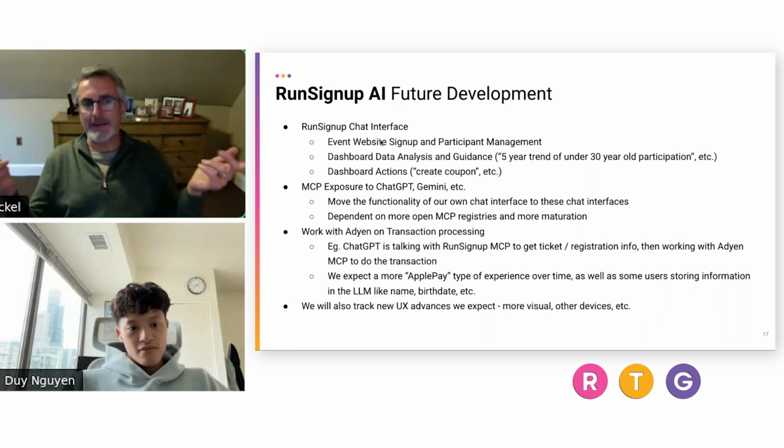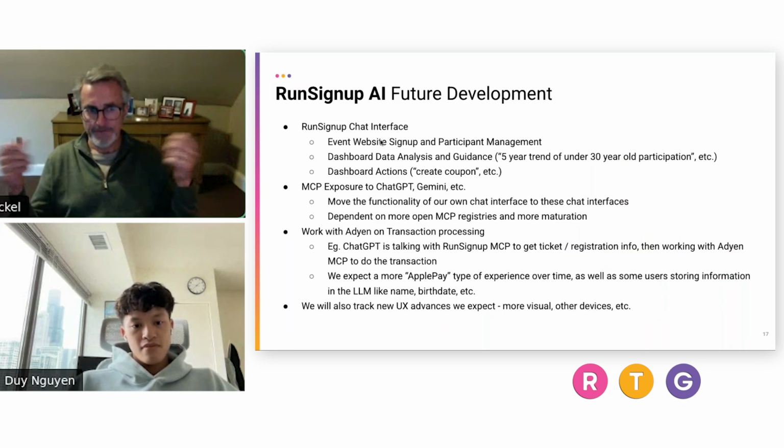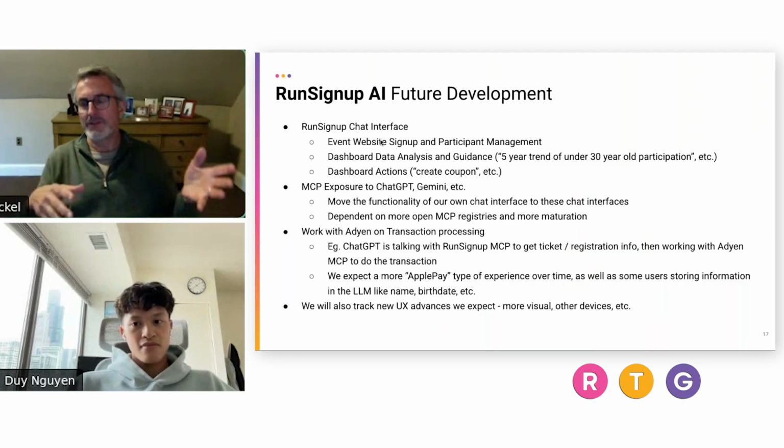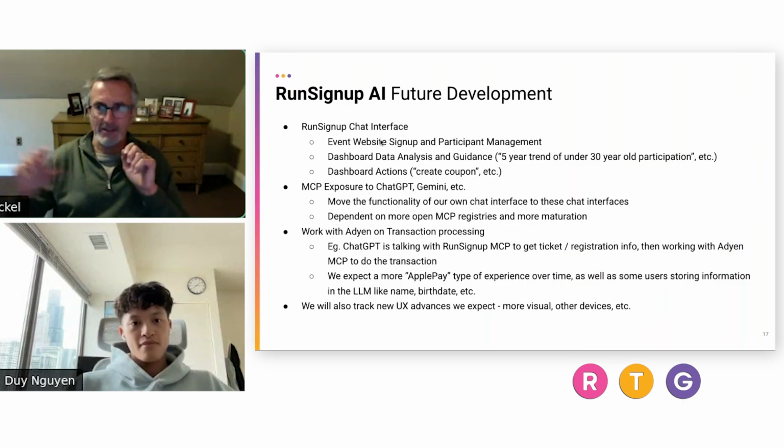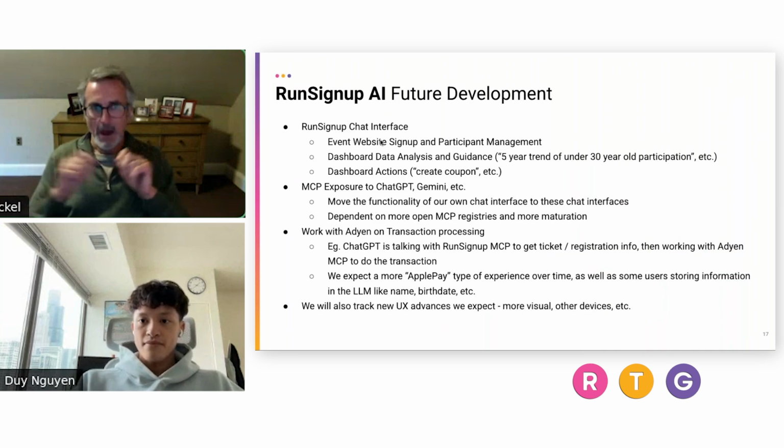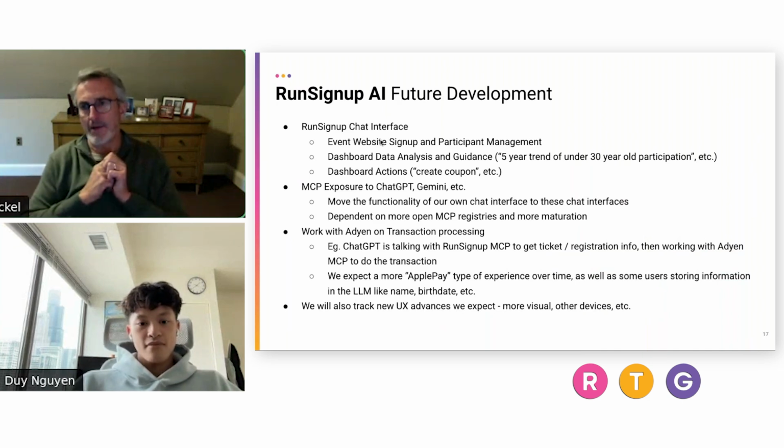So what we expect to happen at some point in the future is that somebody sitting inside of ChatGPT is going to be talking to RunSignup MCP to buy a ticket or to sign up for a race. And then when you get to that step where Dewey was entering the credit card information, ChatGPT is going to call Adyen's MCP, and that interaction will happen directly with Adyen, and then it gets transitioned back to us.